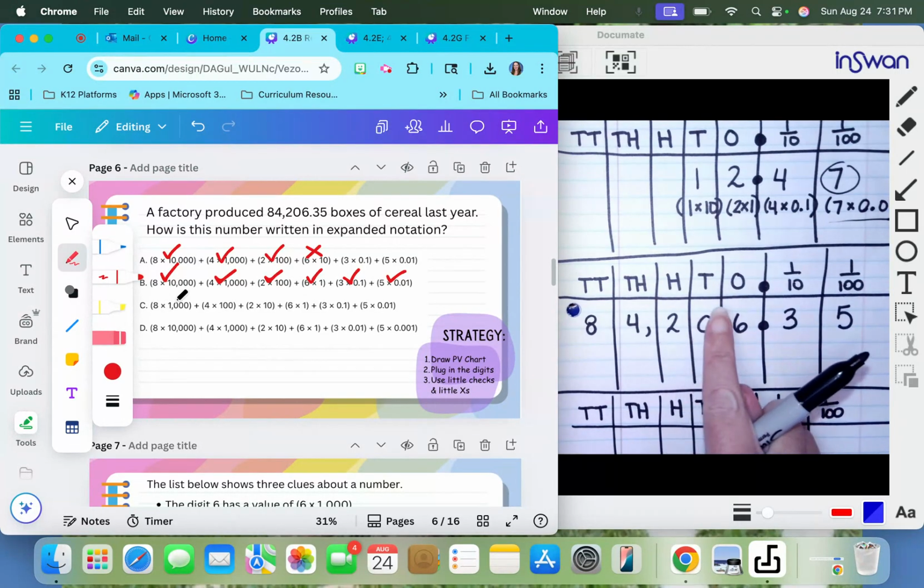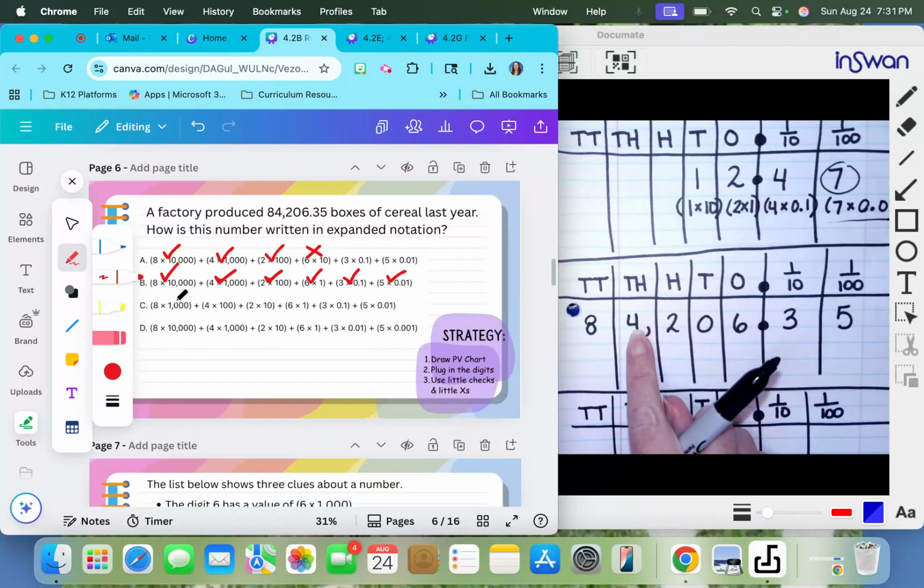8 in the thousands. Well, here's the thousands place. Do we have an 8 there? Nope. So that messes up C right off the bat. Can't be C.